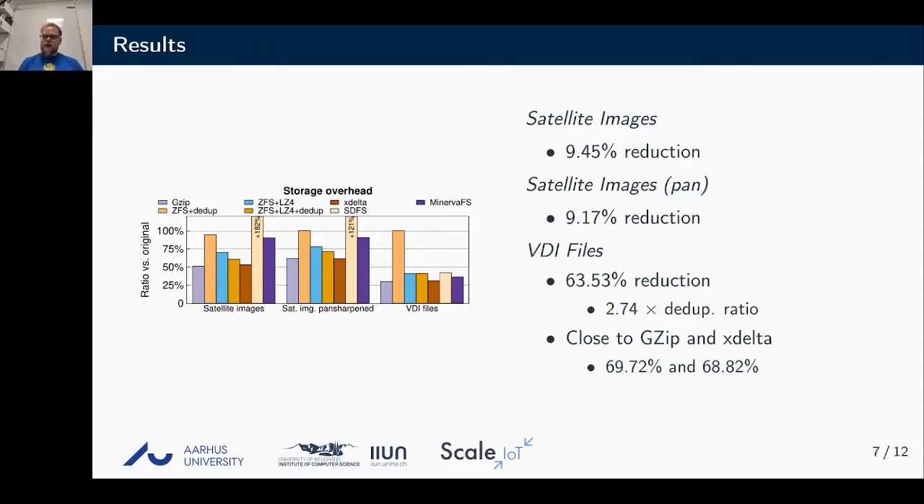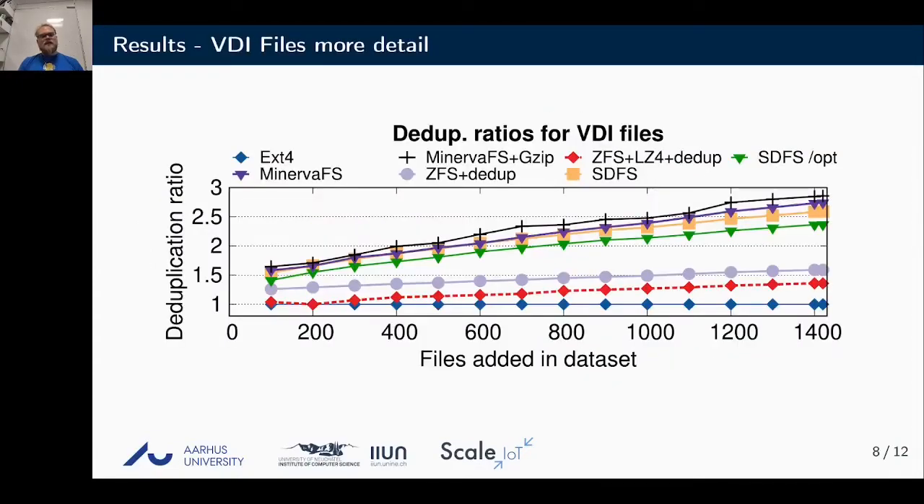So I was talking about the deduplication ratio for the VDI files. Why is this important? Well, in this slide I've plotted the deduplication ratio for the VDI files for all the systems that are based on deduplication or classic deduplication, in combination in some cases with compression. Now, we have also plotted ext4 as a baseline just to show that it is 1. Now, ZFS with just deduplication shows that it actually does provide some deduplication.